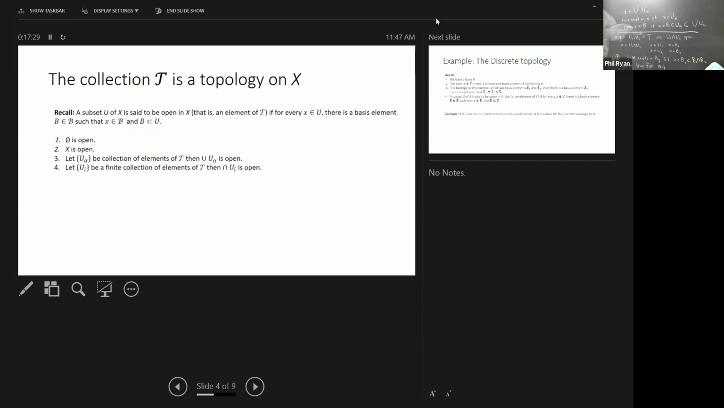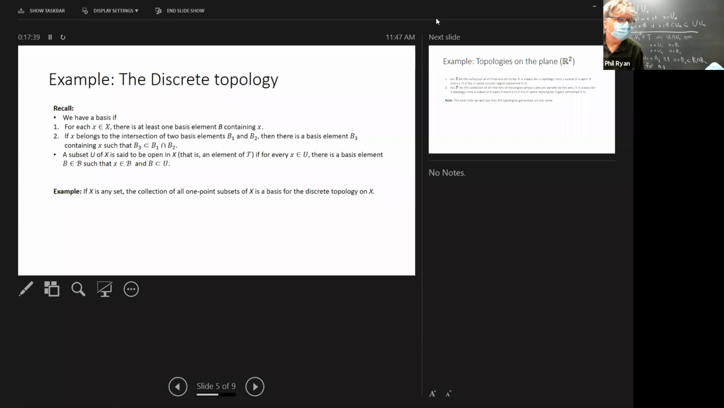Okay, so this tells us that this is indeed a topology. Excellent. So let's have a look at a few examples.